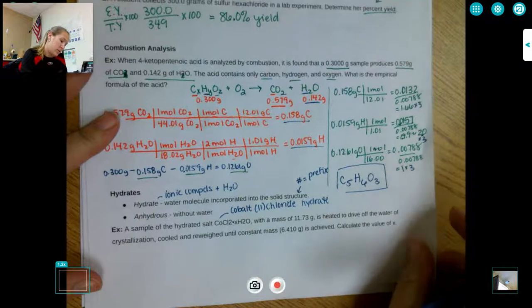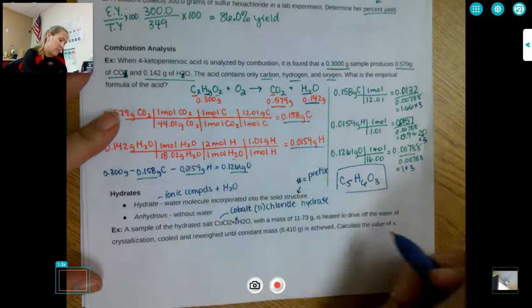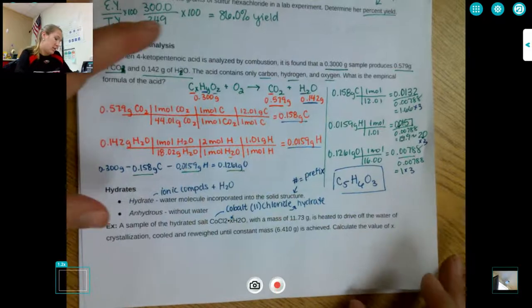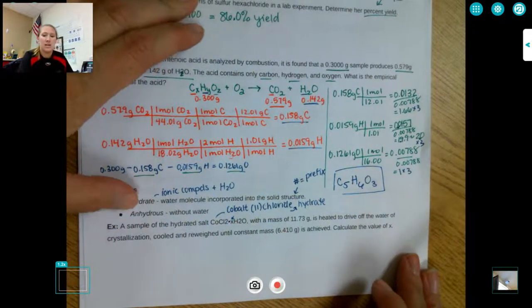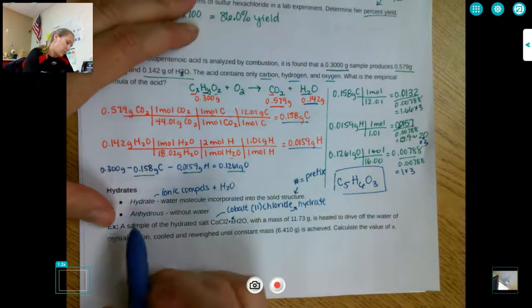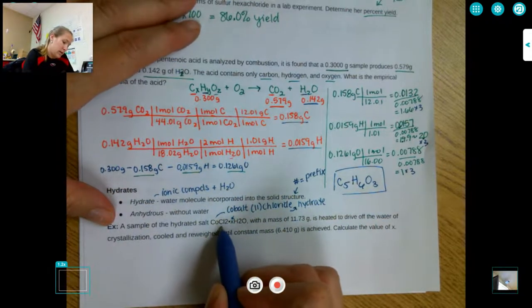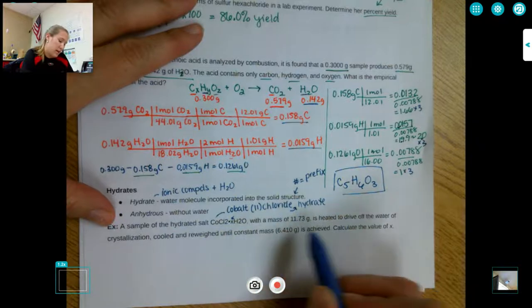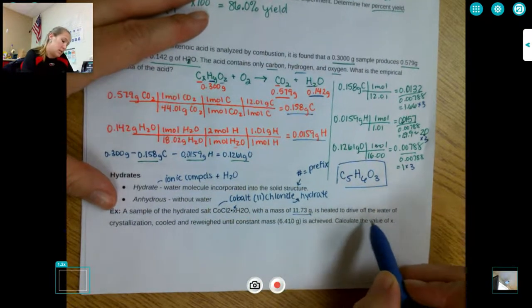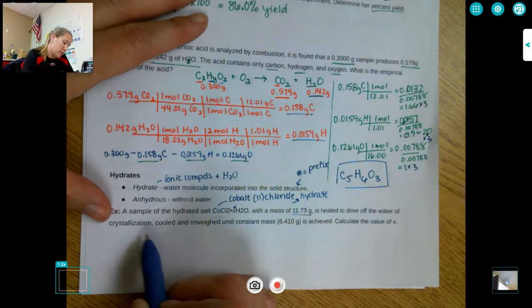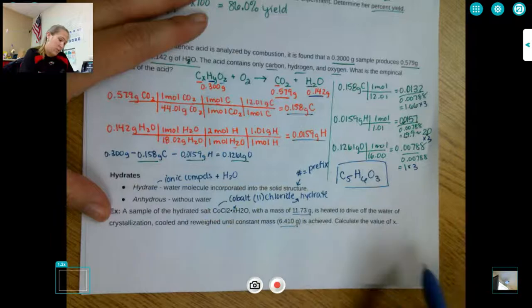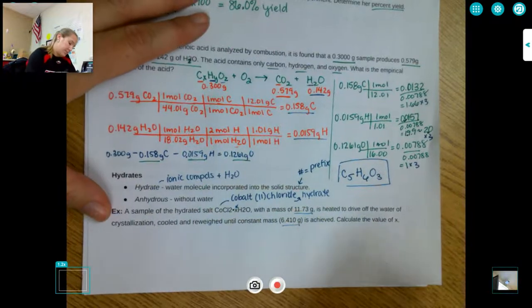So we need to figure out what the prefix is that goes here for our hydrate in this question. The anhydrous salt is the ionic compound with the water removed from it. So we have a sample of hydrated salt, copper 2 chloride with some number of hydrates on it. The mass of 11.3 grams is heated to drive off the water of crystallization, cooled and reweighed until constant mass of 6.41 grams is achieved.